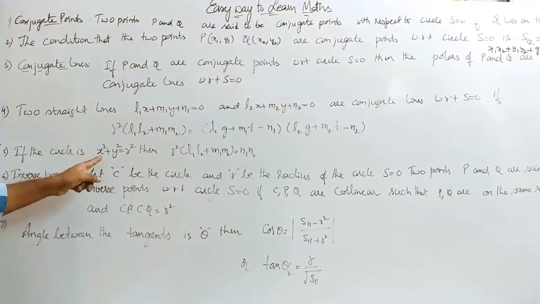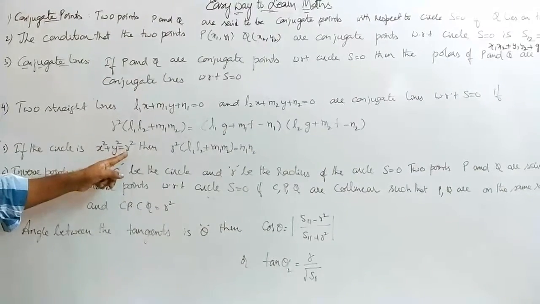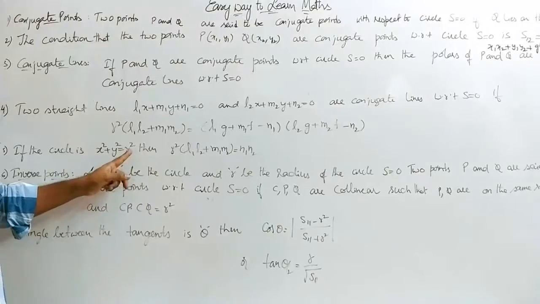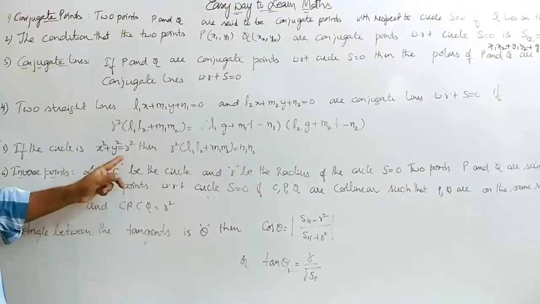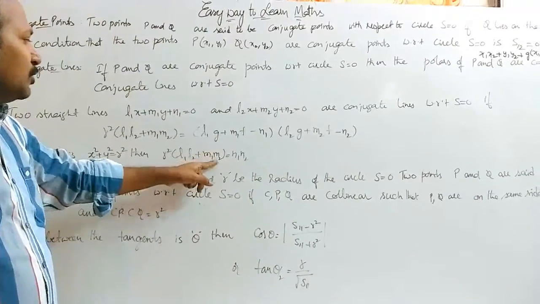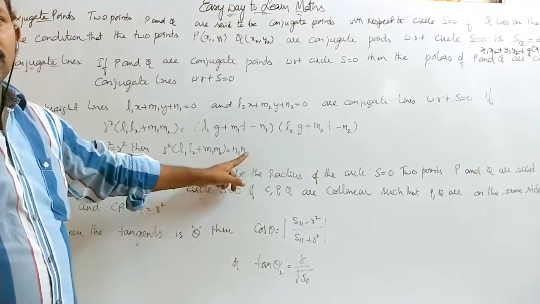In the special case, if the equation is x square plus y square equal to r square, that is (x minus 0) whole square plus (y minus 0) whole square is equal to r square, here g and f are 0. Then it becomes r square into (L1 L2 plus M1 M2) is equal to simply N1 N2.